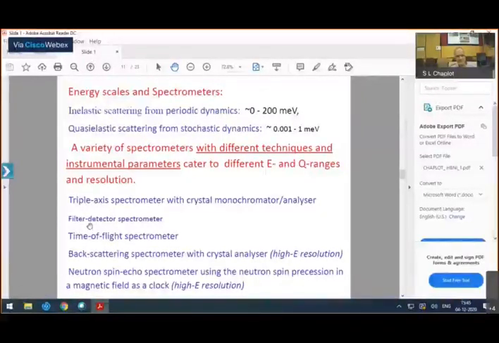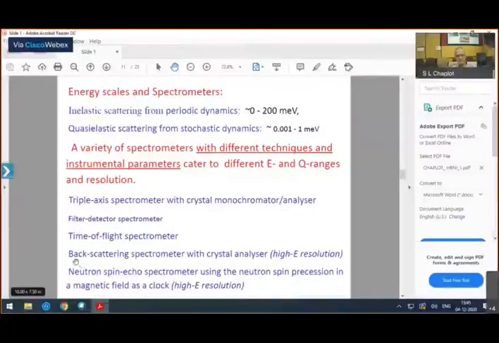Of course, there are mixed techniques in which you have a mixture of time of flight and a crystal. For example, see, there are two sides of a spectrometer, the incident side where you choose the incident energy, and the scattered side where you choose the scattered energy. So it is possible that one of them is a crystal, the other is a time of flight. From various considerations of energy and Q ranges, one does that.